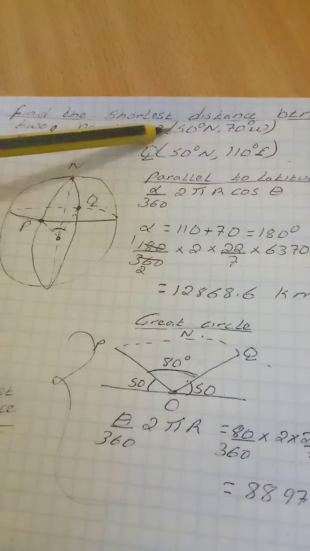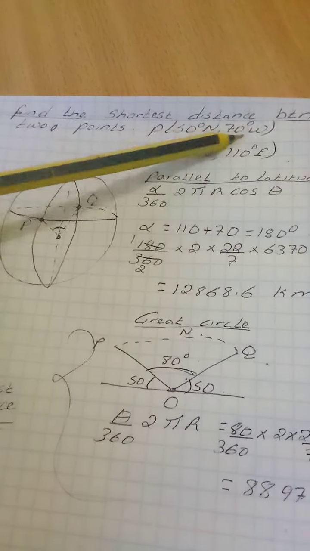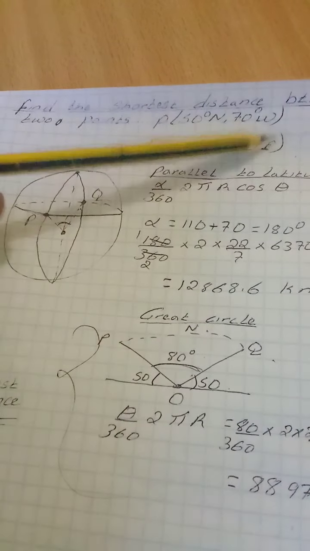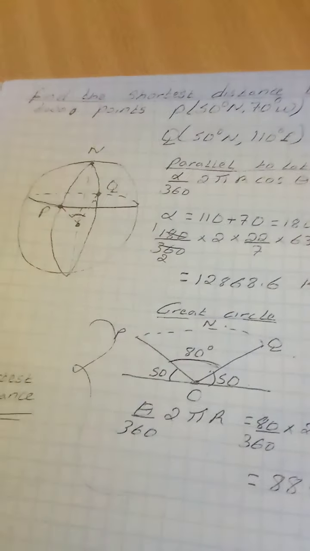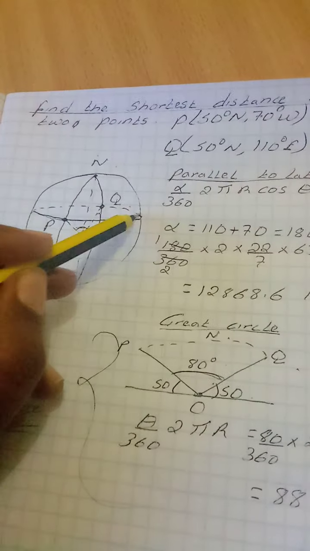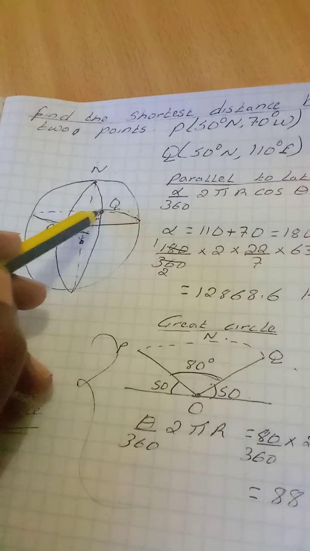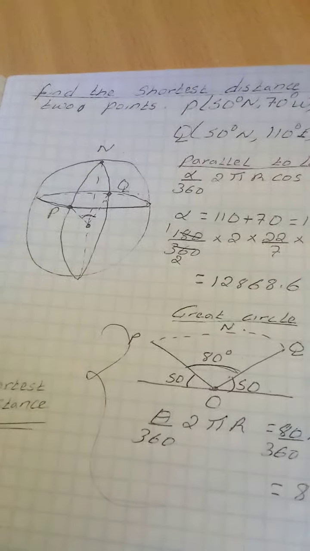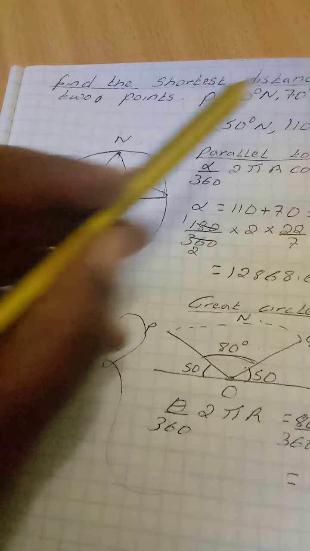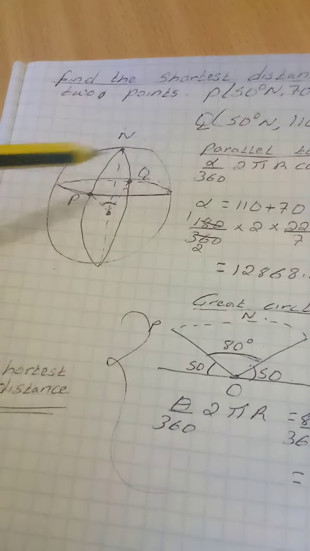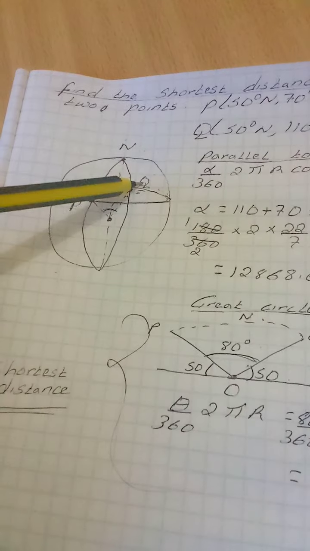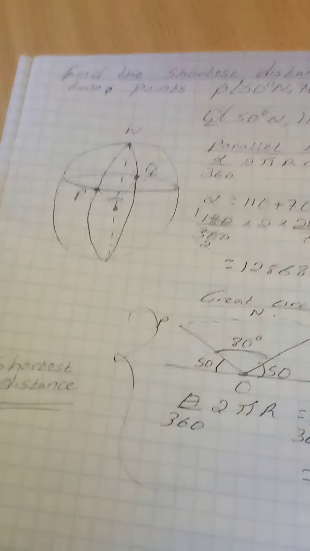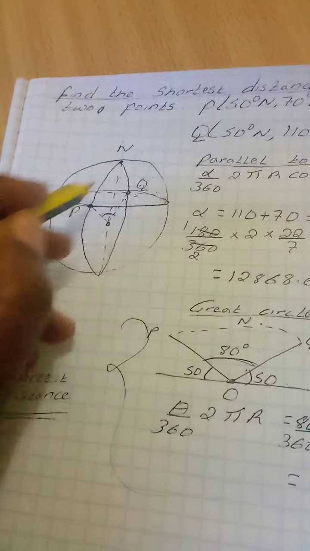So if you have, for example, a point P, which is 50 degrees north and 70 degrees west, and Q, which is 50 degrees north and 110 degrees east. Now, these are the points. I want you to view it in 3 dimensions. So this is the latitude 50 degrees. On this latitude, we have a point P, which is 70 degrees west, and a point Q, which is 110 degrees east. So there are 2 ways that you can get the distance between P and Q.